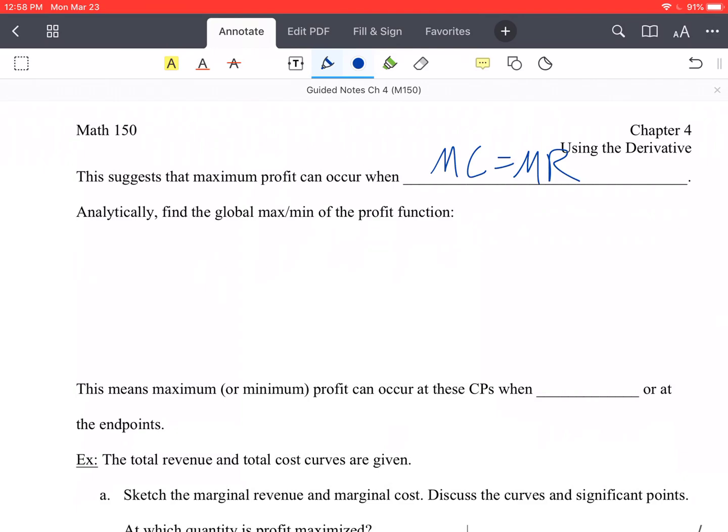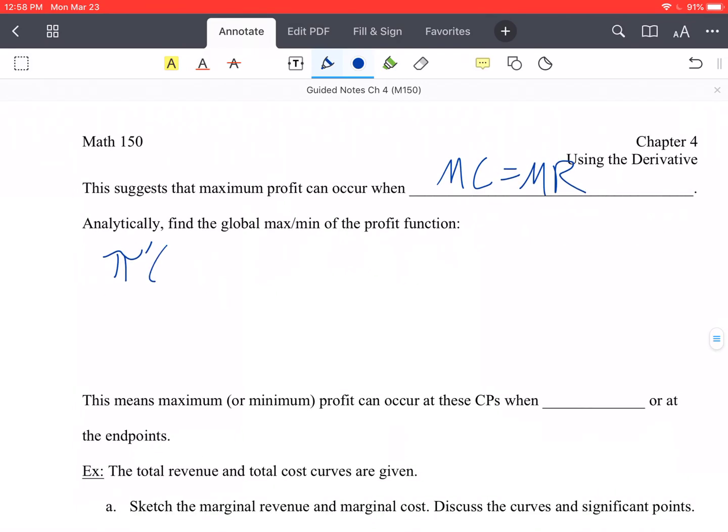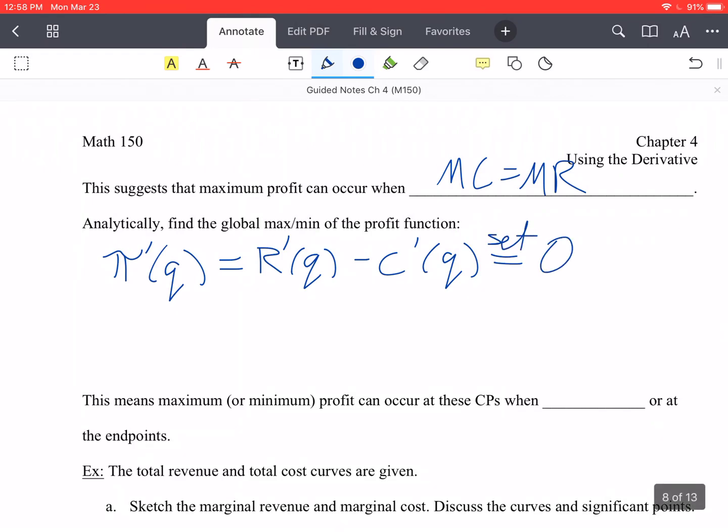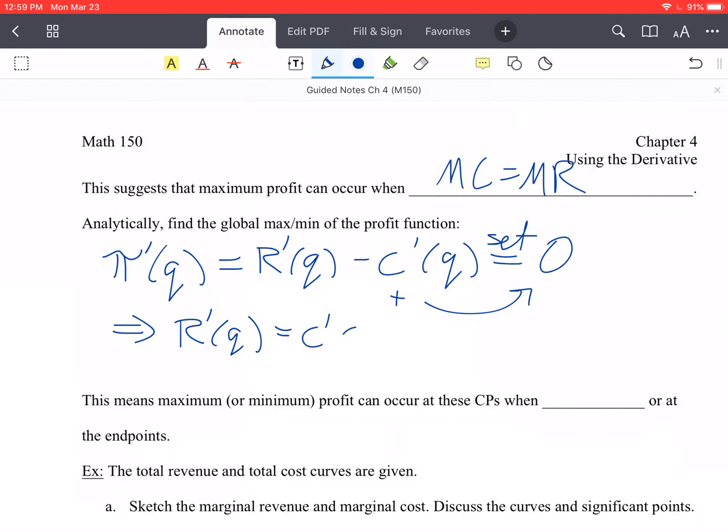So now let's look at the profit function and let's find its critical points. So profit is revenue minus cost, right? So the derivative is going to be R prime minus C prime. And then to find the critical points, we set this equal to 0. Okay, add this one over to the other side. We get R prime of Q equals C prime of Q.